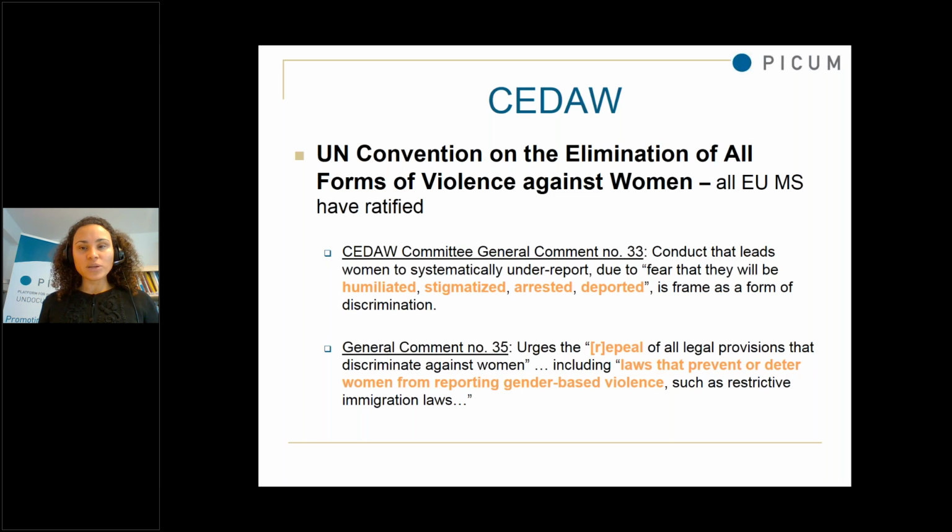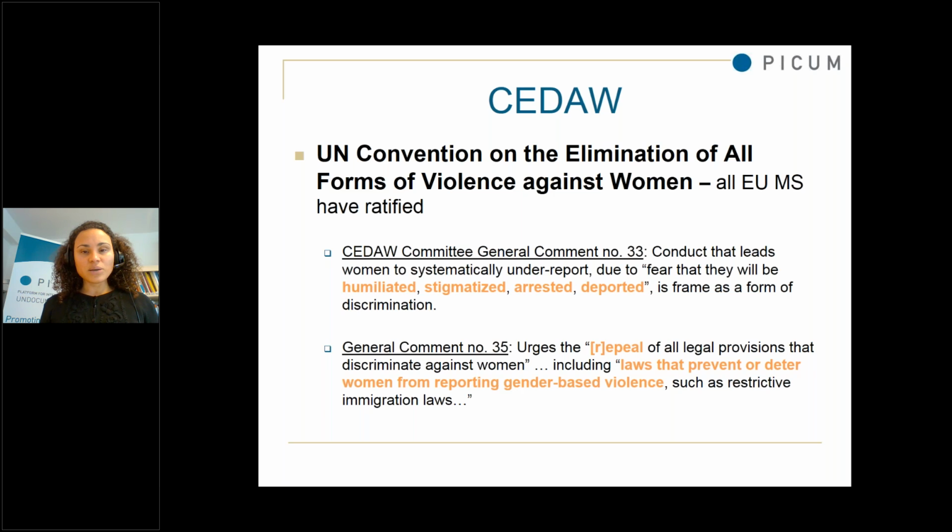And in its general comment number 33, the committee has stated that conduct that leads women to systematically underreport due to fear that they will be humiliated, stigmatized, arrested, and deported is a form of discrimination. It has been framed as a form of discrimination. And so those systemic structural obstacles that lead to systematic underreporting, those are problems with which the CEDAW Convention is concerned and its rights.